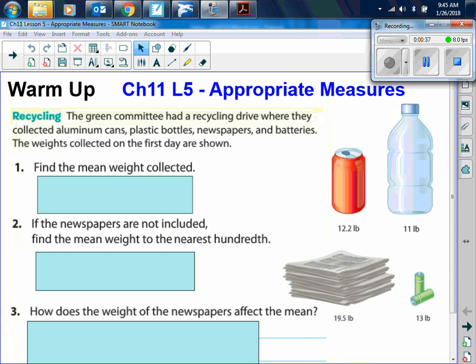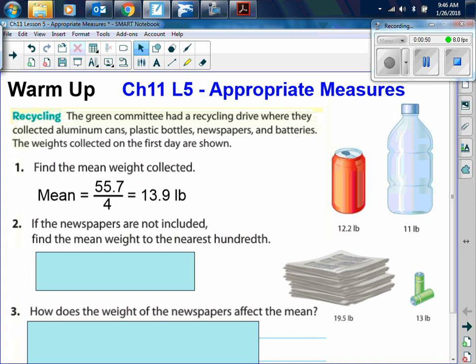To find the mean, all we do is add them all together and divide by 4. Very good. So here is what you get when you do that. So here we've got 55.7 divided by 4, and we get 13.9. Number 2 says, now if the newspapers are not included, find the mean weight to the nearest hundredth. So here, we're just going to add the cans, the bottles, and the batteries, and what will we divide by? 3. Divide by 3. Very good.